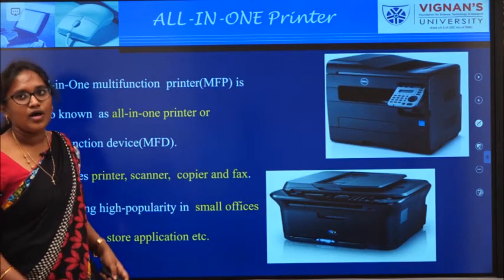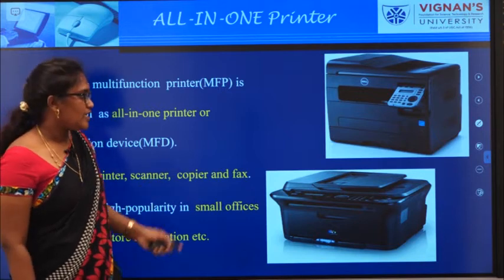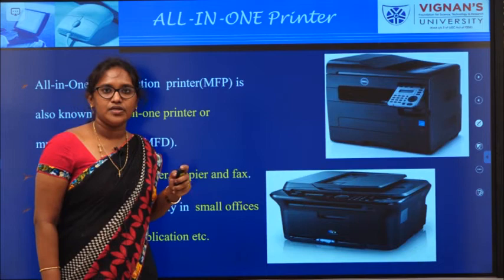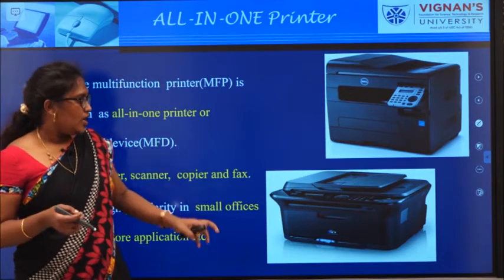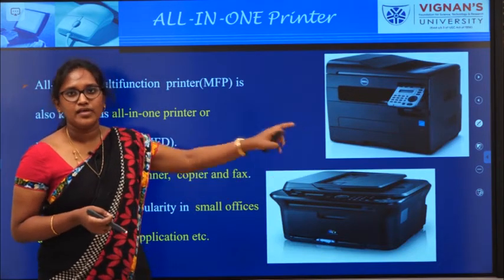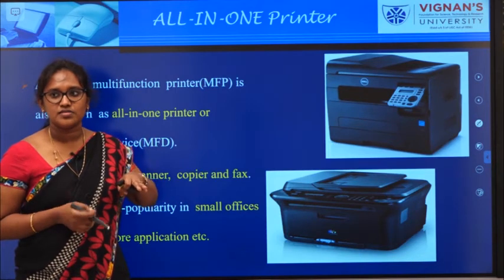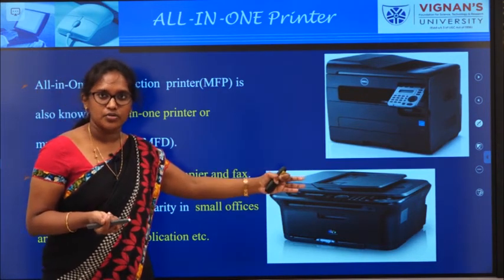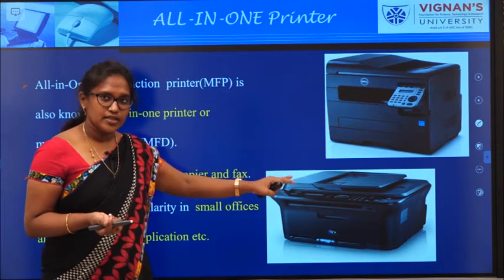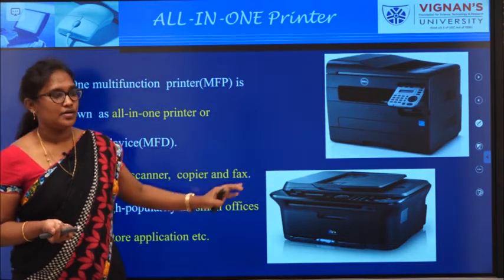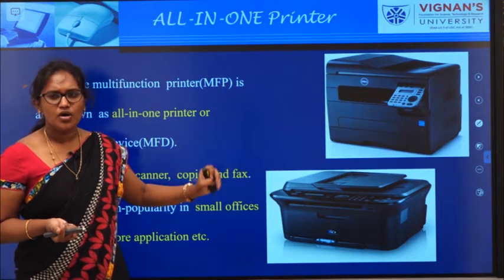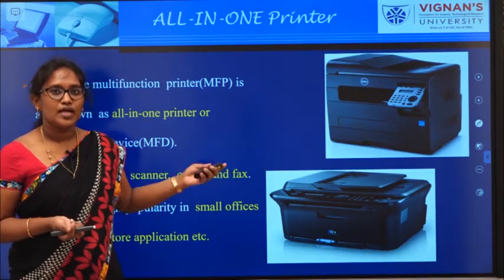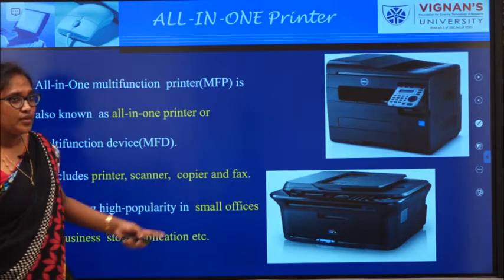Next one is the all-in-one printer. This is the last printer which we are going to see. An all-in-one printer means a printer which will also have a scanner, to scan your document as well as take your printout, and to take the Xerox of your particular paper. All three things are embedded in one printer. That is called an all-in-one printer.